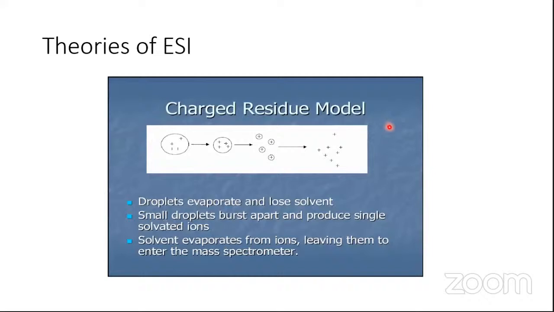So there are two models which are said to be working inside the ionization. Charge residue model: as the drop shrinks, positive charges start coming together, it shatters, and finally the solvent around the positive molecule, along with the molecule, will come into the vapor phase, and the charge on the drop gets transferred to the molecule. It becomes positively charged and enters into the mass analyzer. So there is a model called the charge residue model.